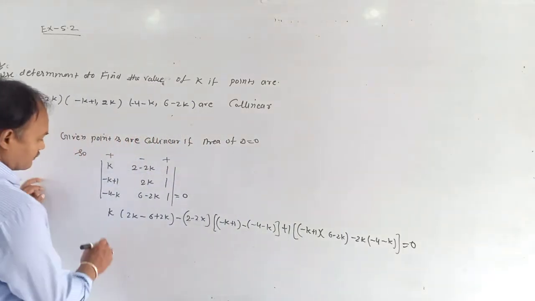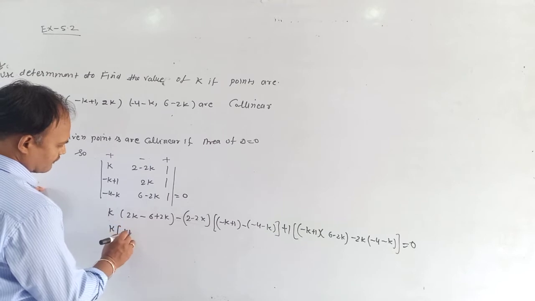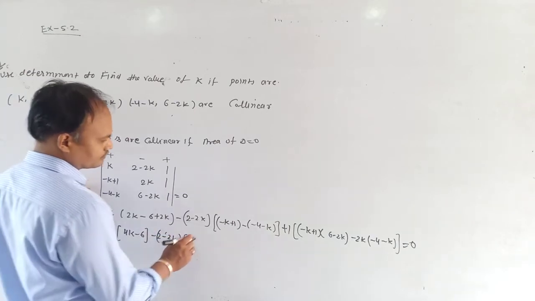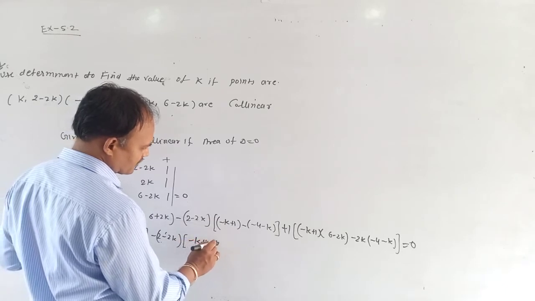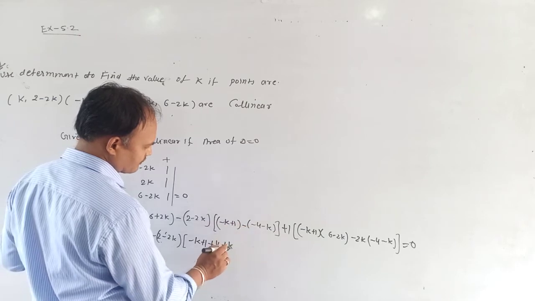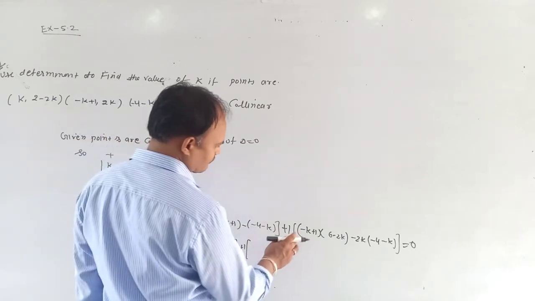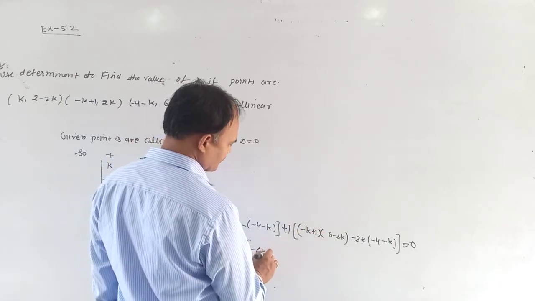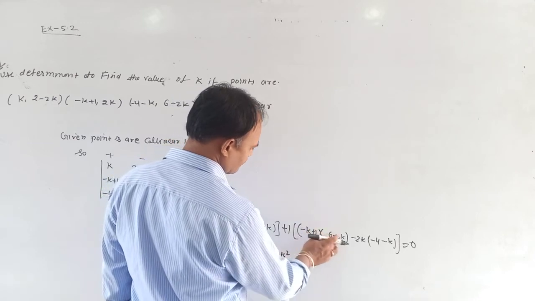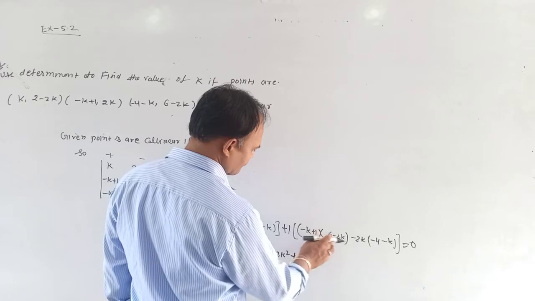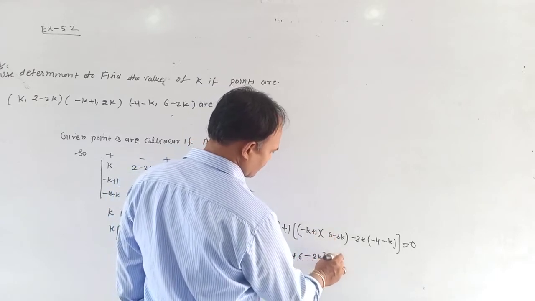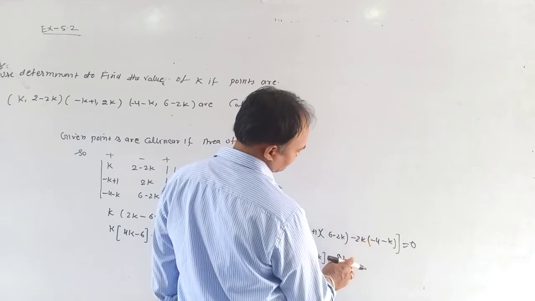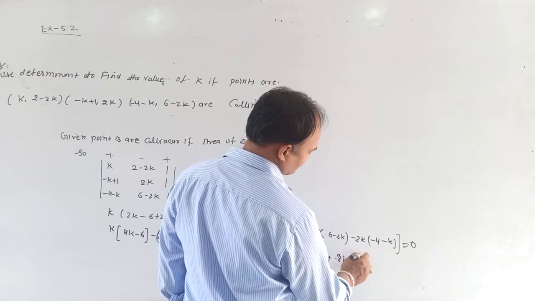Okay, now let's solve some steps. It is 2k, 4k, minus 6, minus 2, minus 2k, it is minus k plus 1, minus minus plus 4 plus k plus 4 plus k plus 1, it is minus 6k plus 2k square plus 6 minus 2k minus 2k, it is plus 8k plus 2k square equal 0.